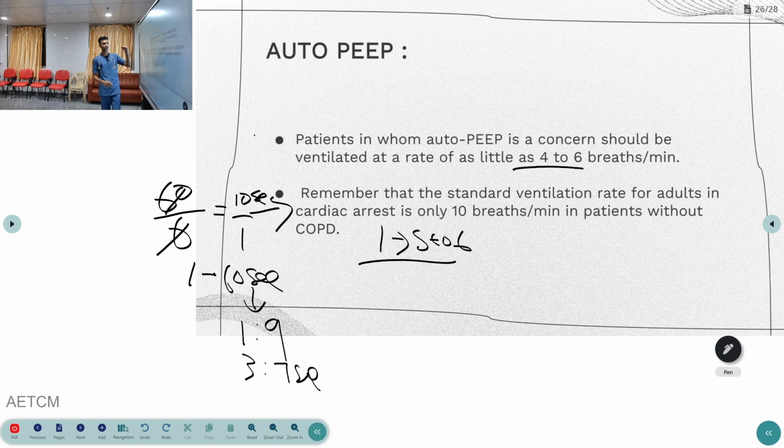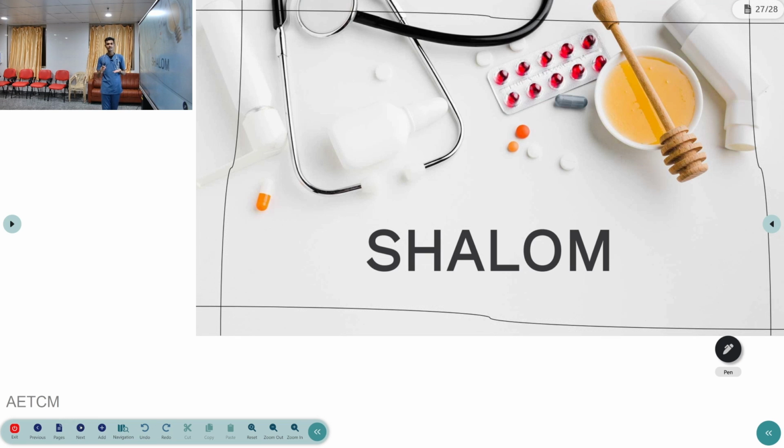Those are the two major things we have to keep in mind: hypoxic drive and auto PEEP. I think these are the major conditions we discussed, asthma and COPD. Mainly we are encountering those two conditions only.